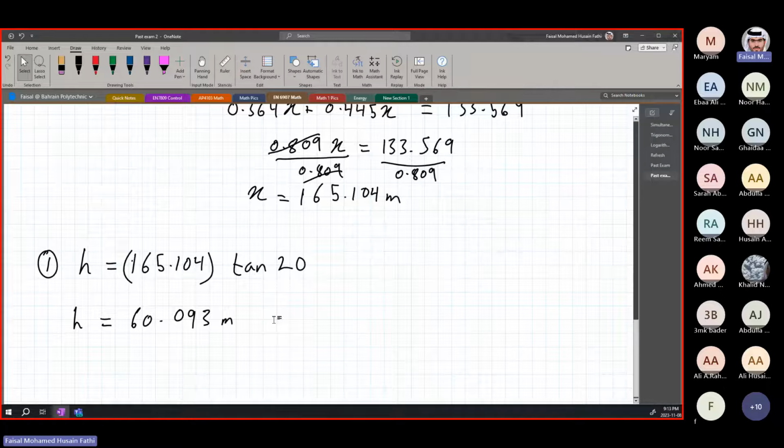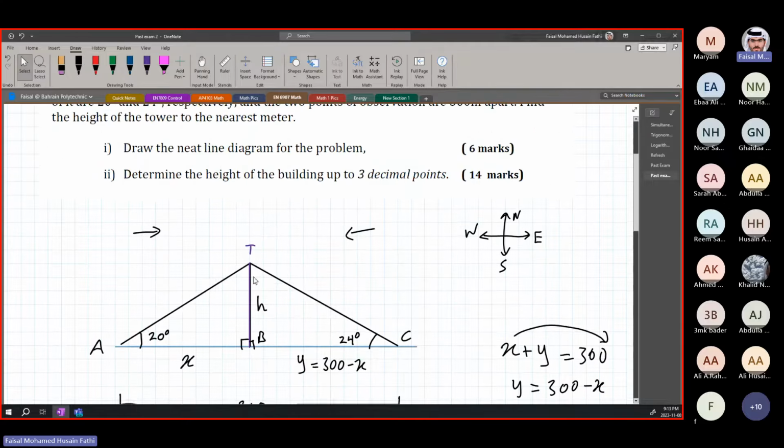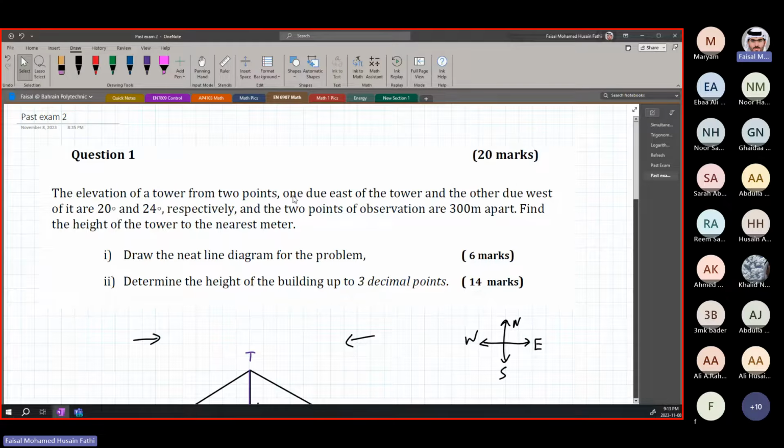Okay, I will recap very quickly what we did. To draw this, first it says there is a tower, due east of the tower is one point and the other is due west, and their angles are 20 and 24. It's talking about the elevation of the tower from 2 points.